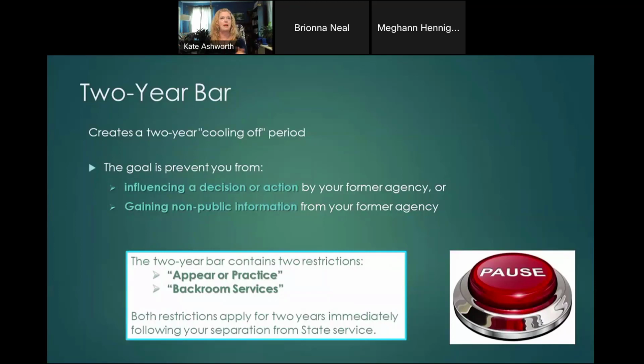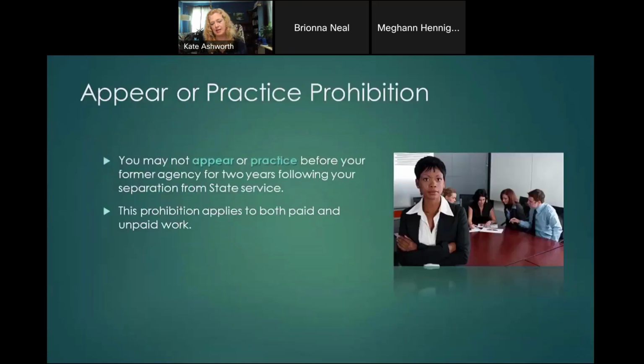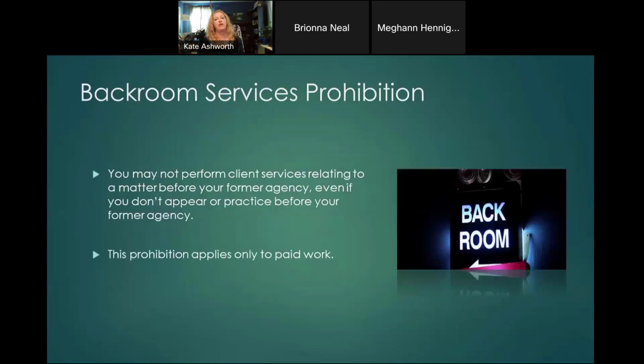Okay, so the first, appear or practice prohibition, says that you can't appear or practice before your former agency for a period of 2 years. But especially in this day of COVID and remote everything, appear or practice does not mean physically showing up and appearing at your agency. It can be remote appearances. That's totally fine. It doesn't even need to be you showing up on a conference call. It could be any work product that you prepare in your new private sector job that you can reasonably foresee would be submitted to your former agency. So appear or practice, that is a legal term of art. It's a very broad term, and it means more than just physically showing up in front of your agency.